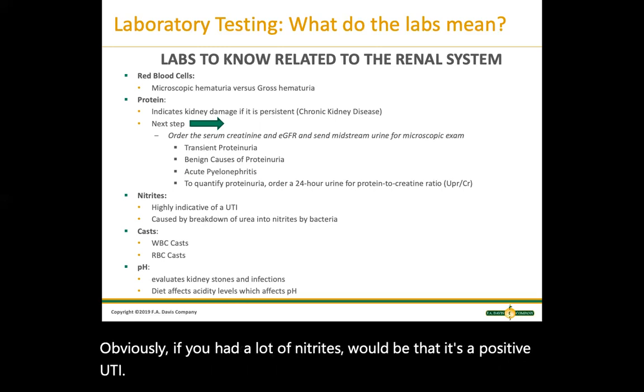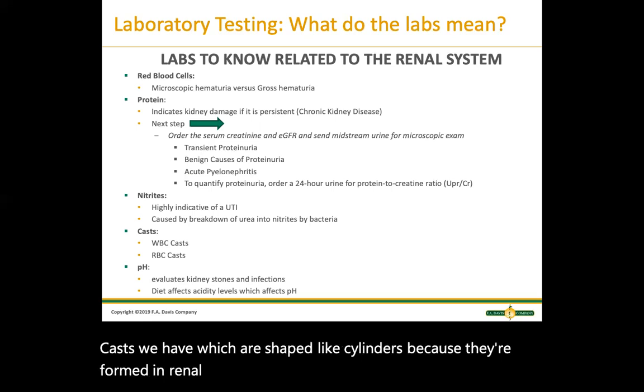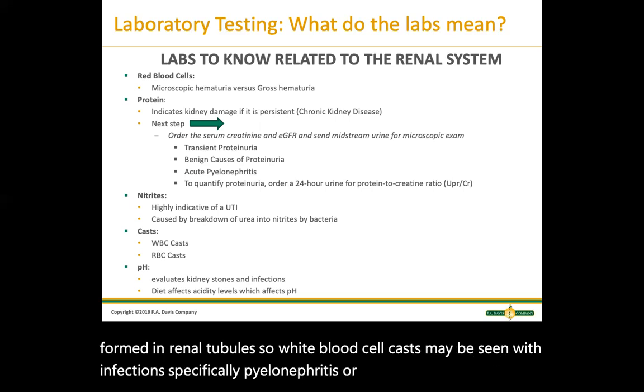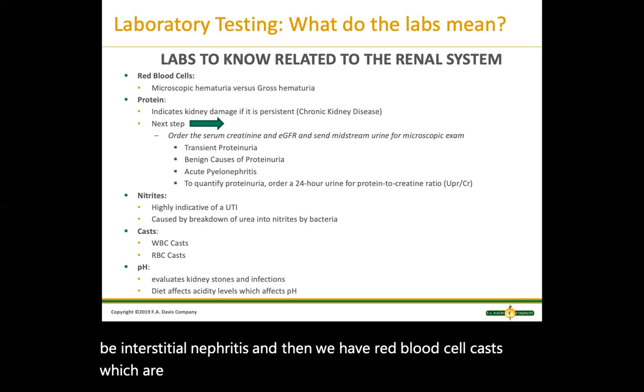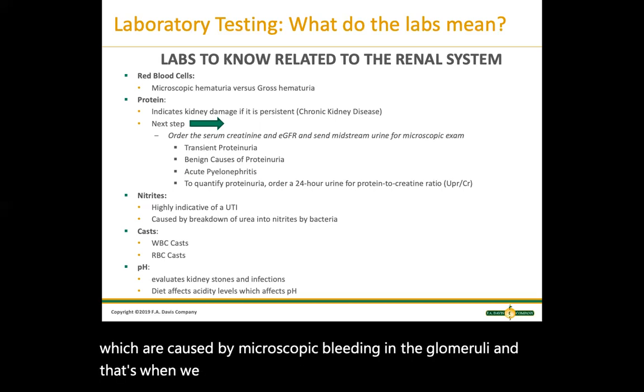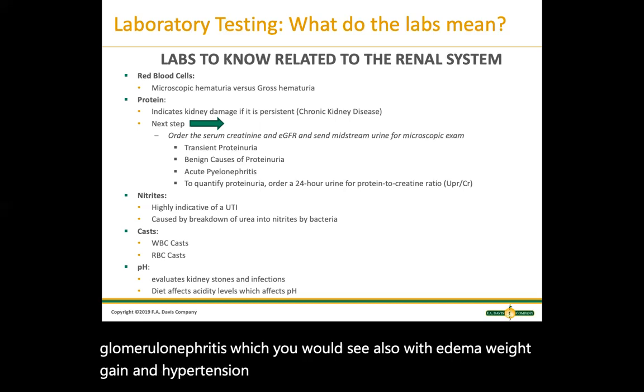Casts we have, which are shaped like cylinders because they're formed in renal tubules. So white blood cell casts may be seen with infection, specifically pyelonephritis, or inflammation, which would be interstitial nephritis. And then we have red blood cell casts, which are caused by microscopic bleeding in the glomeruli. And that's when we would suspect glomerulonephritis, which you would see also with edema, weight gain, and hypertension in terms of symptoms.